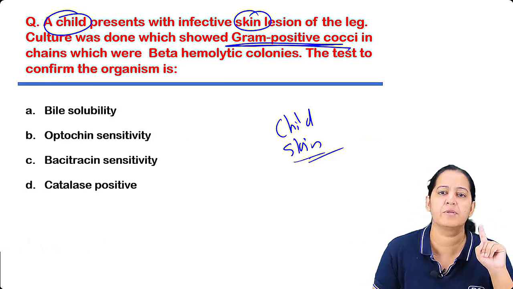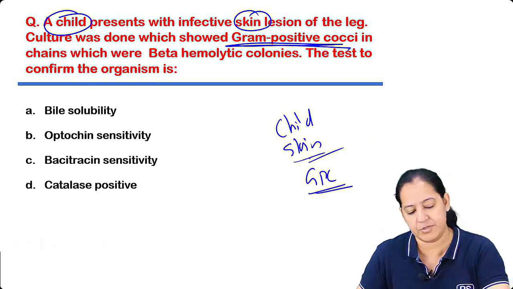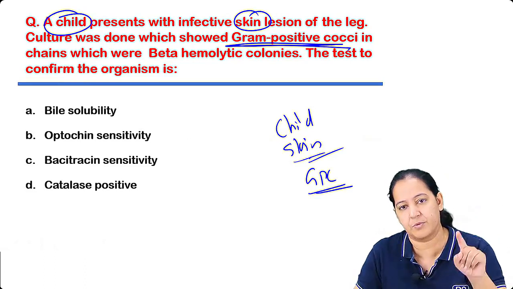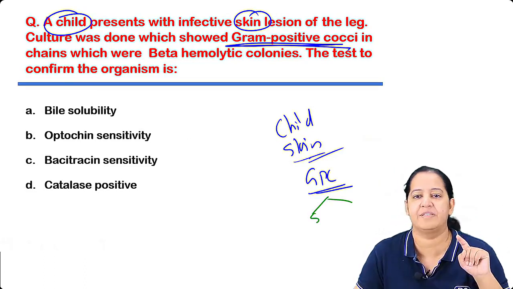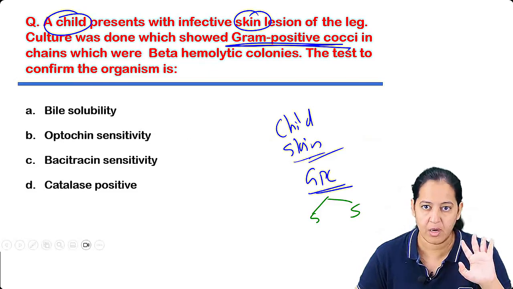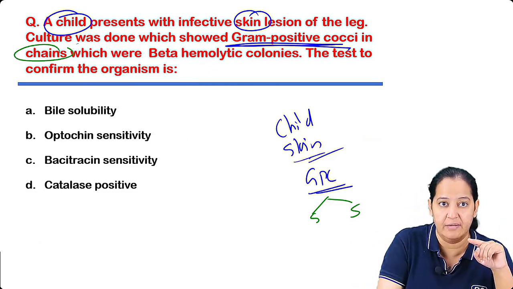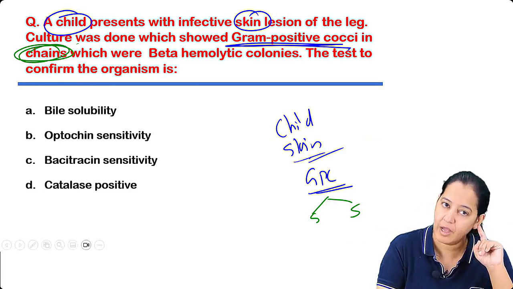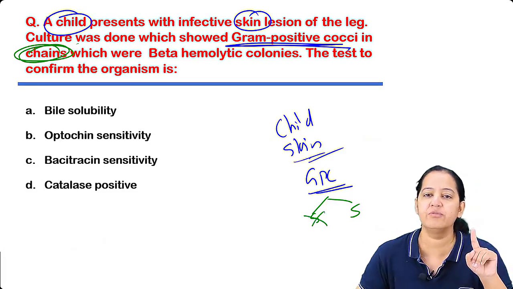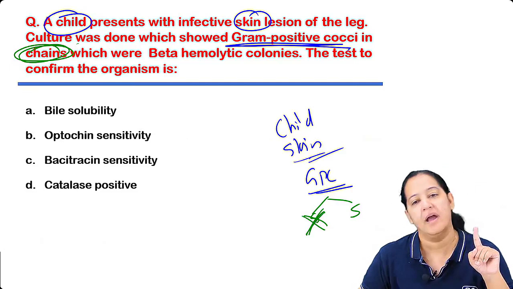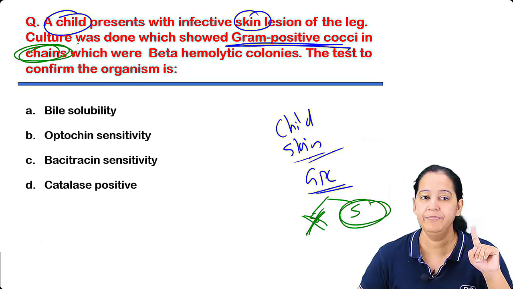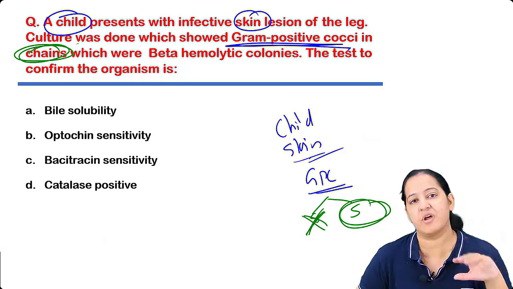Who is a gram-positive cocci? You tell me. There are 2 gram-positive cocci. It can be staph. It can be strep. I don't know till now. But the next line, gram-positive cocci in chain. Reading the word chain, I will remove staph from the consideration and I will concentrate only on strep. Because staph is in clusters and strep is in chains.